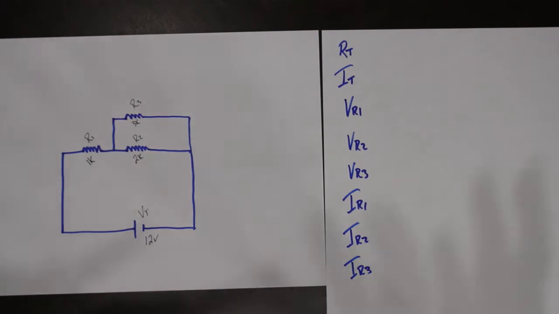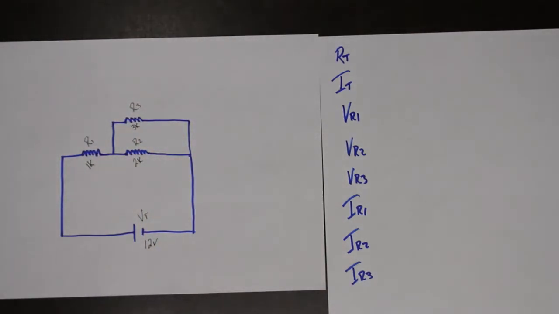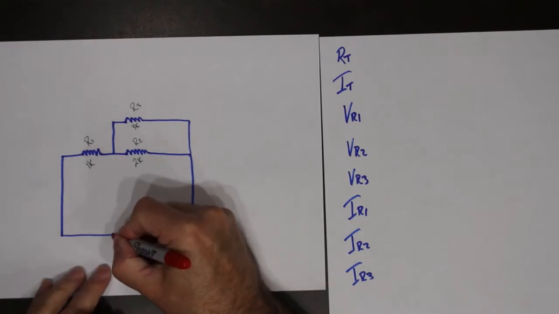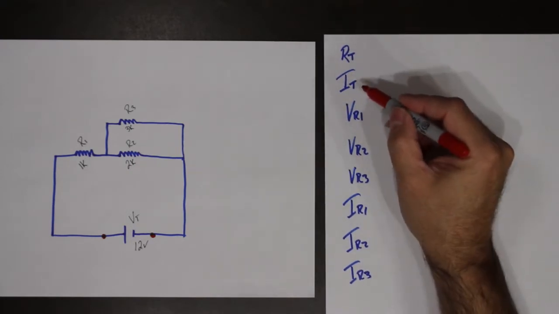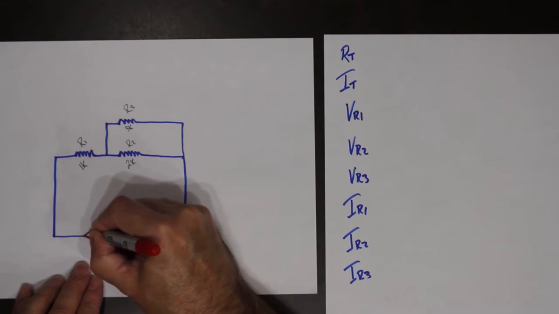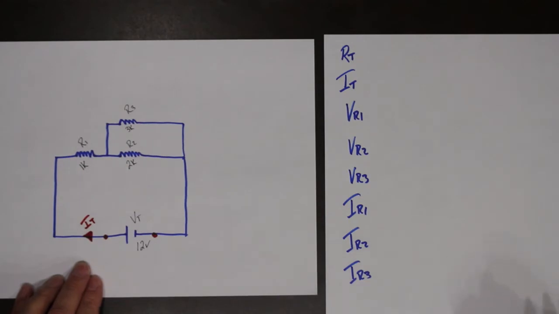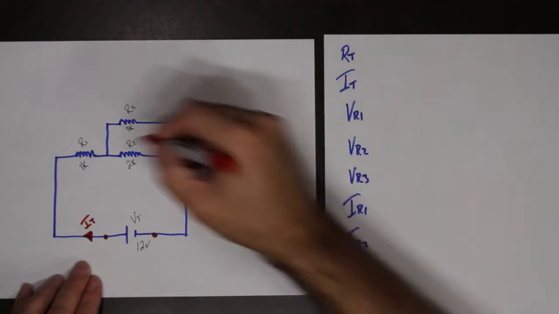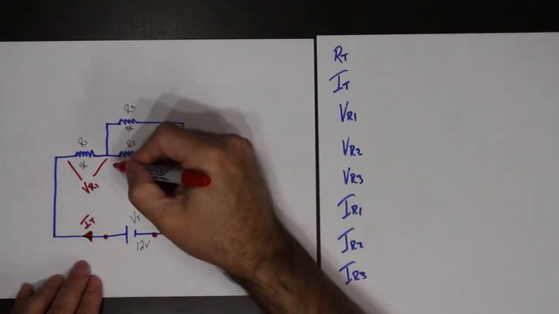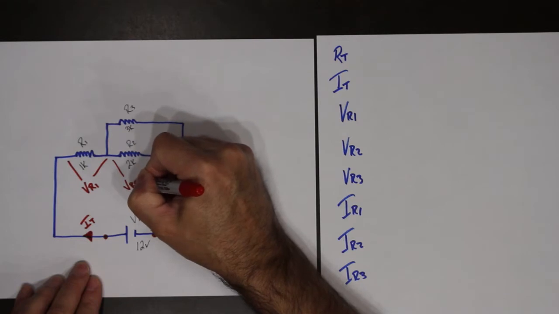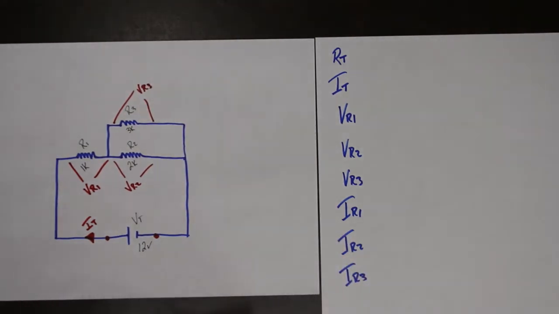So let's identify this first. R total is of the whole circuit. So from this point to this point, that whole circuit, that's R total. I total is the current leaving the source, just like in all of the other things we've been working on. VR1 is the voltage drop across R1. VR2 is the voltage drop across R2. VR3, voltage drop across R3.